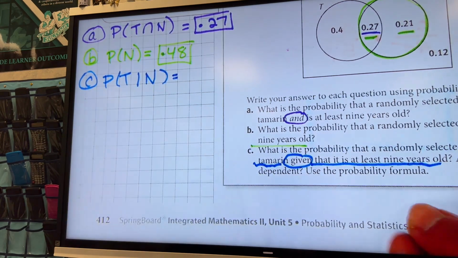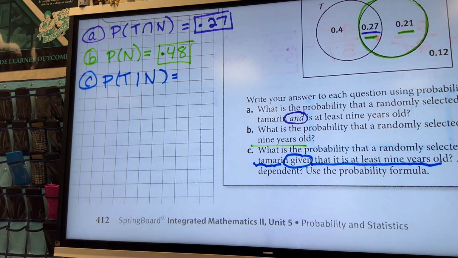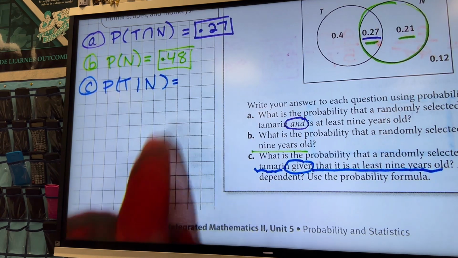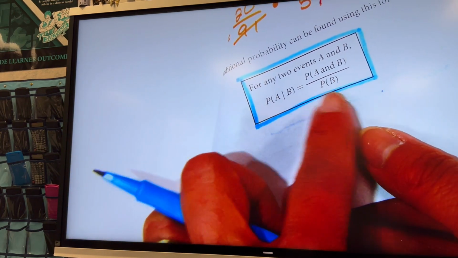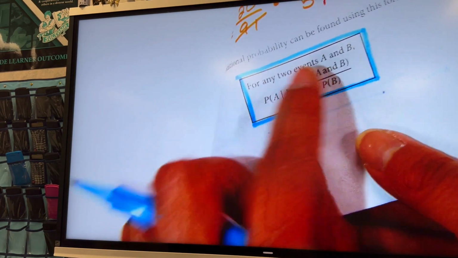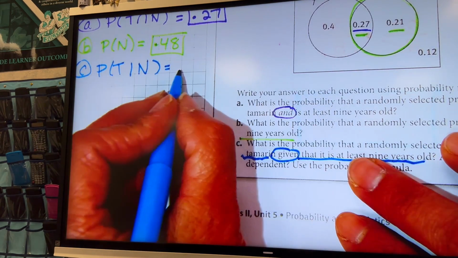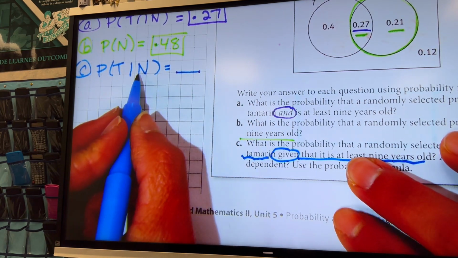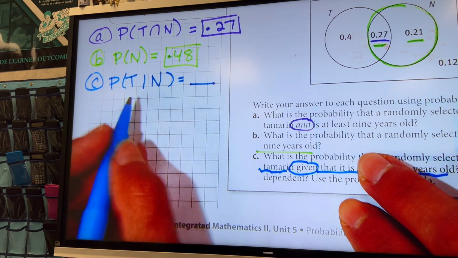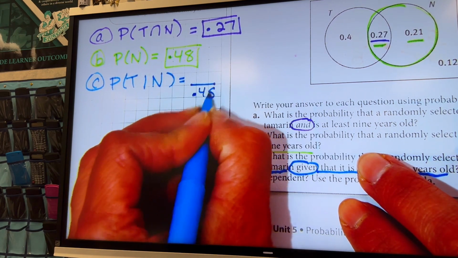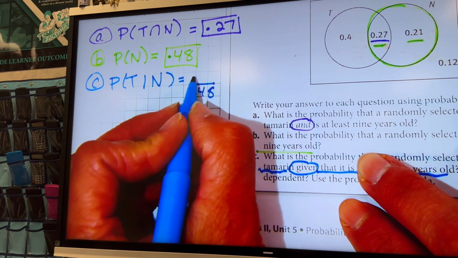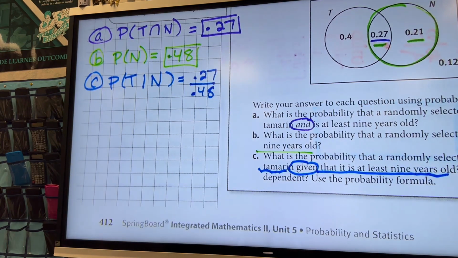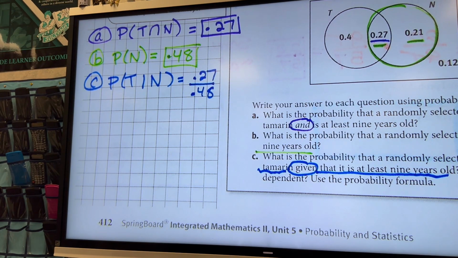So we learned how to do this. We know that there's a formula also. Well, we know that the given information goes in the denominator. So we don't really need this formula because we know that the given information is in the bottom and then the and section is in the top. So what's the probability of N? 0.48. We just found that in part B. What's the probability of T and N? 0.27.